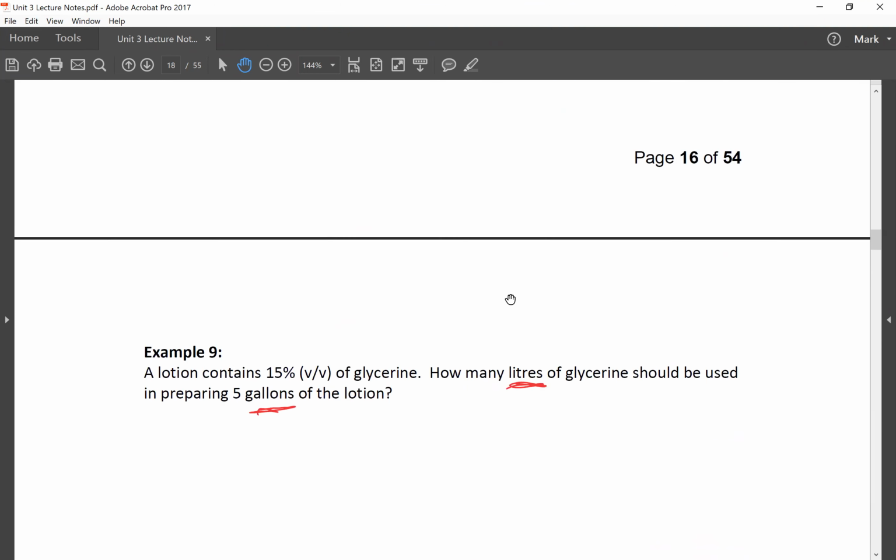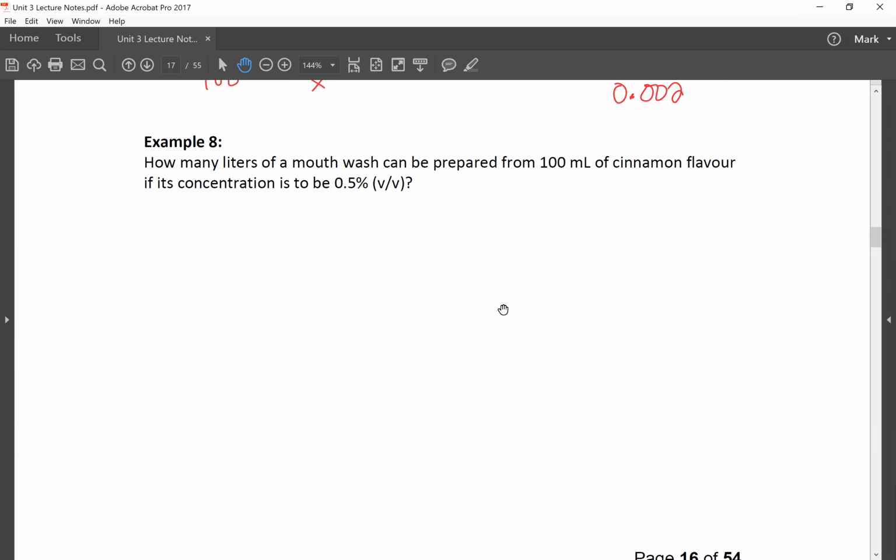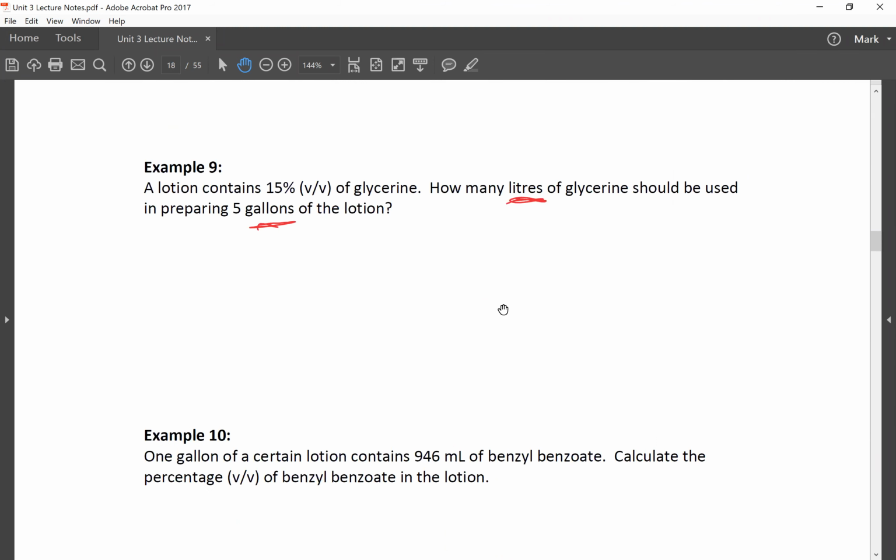Let's look at what 8 is. Yeah, 8's the same thing as before. Let's look at number 9.